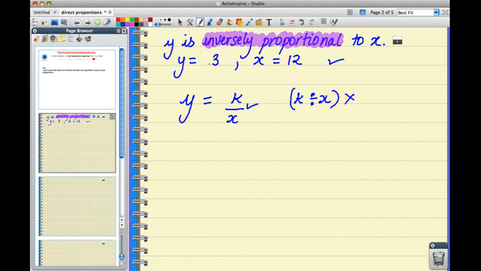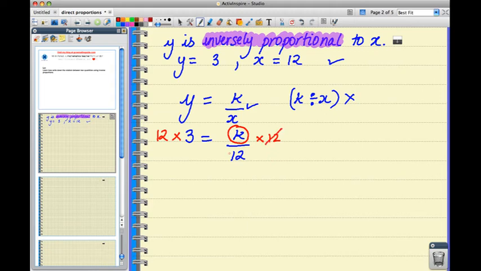Now we also know y is equal to 3 and x is equal to 12. So I'm going to substitute those numbers into my equation. So I end up with 3 is equal to k over 12. My next job is to figure out k. I'm going to cross multiply the 3 and the 12, because here I've got divide by 12, and to get rid of the divide by 12 I'm going to times by 12 here and times by 12 here. That's called cross multiplying. Times by 12 is the opposite operation of divide by 12.